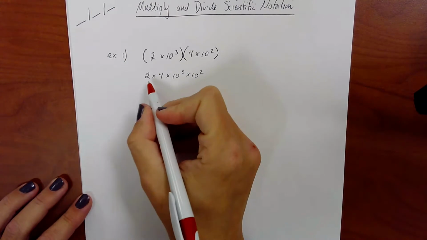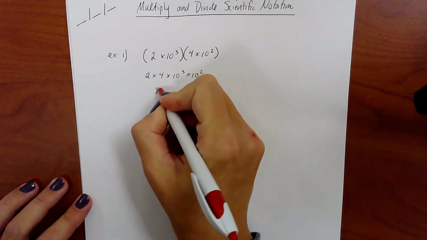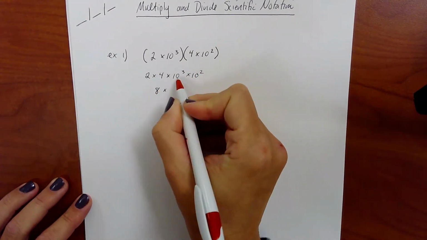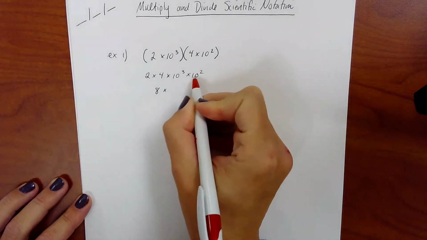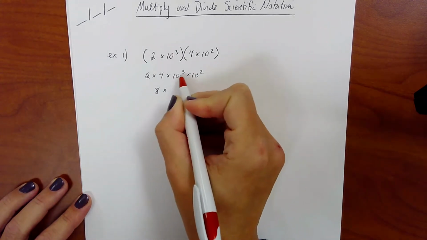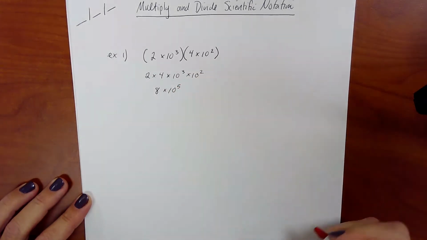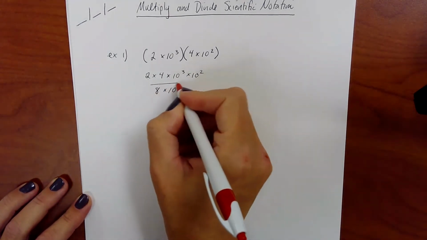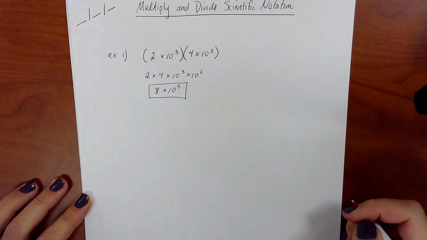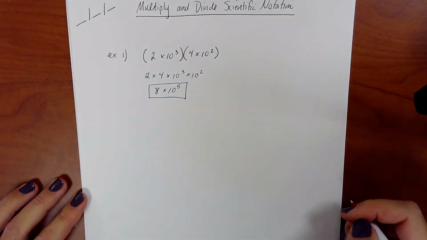So now what could we do? 2 times 4 is 8. 10 to the third times 10 to the second, that's the same base. So we would add exponents. So it would be 10 to the fifth. And that could be your answer in scientific notation. You would be done. 8 times 10 to the fifth.